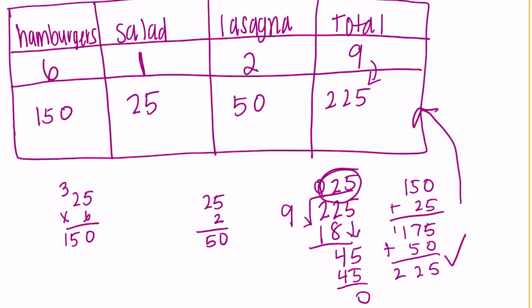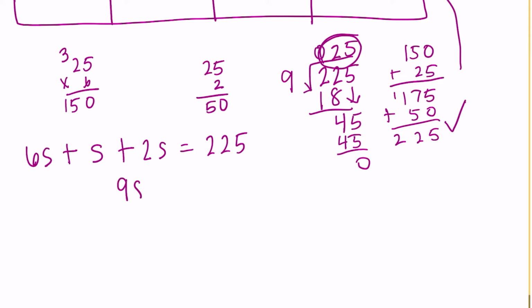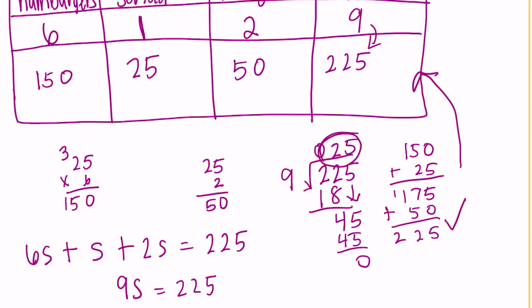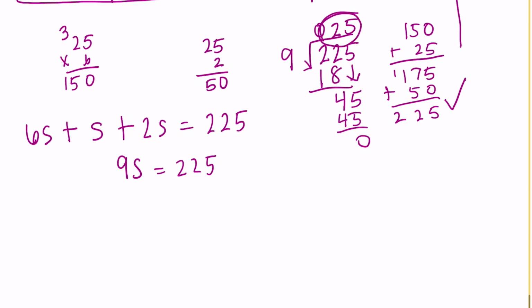If we wanted to solve this algebraically, we could say for every 6 students who chose hamburgers, plus S, that's the amount who chose salad, plus 2 groups of students who chose lasagna, is equal to 225. So then we would have 9S is equal to 225. And we would do 225 divided by 9, and we'd end up with the same thing. So there's how to do it with algebra and how to do it in the chart. I think the chart is more helpful.